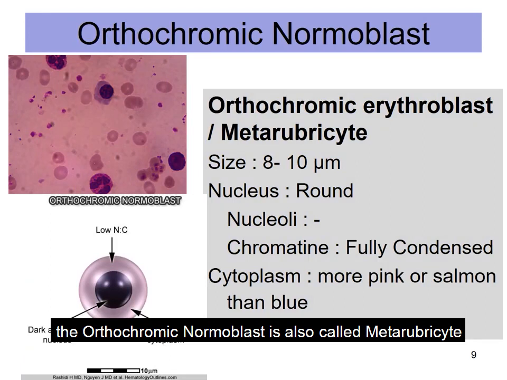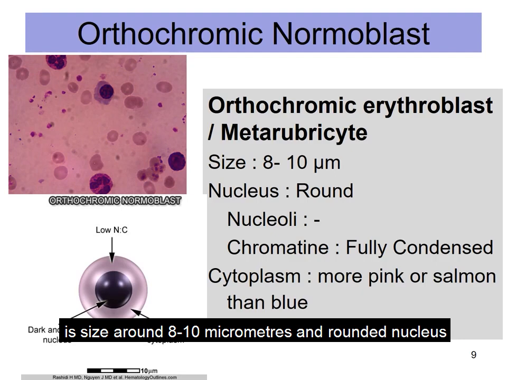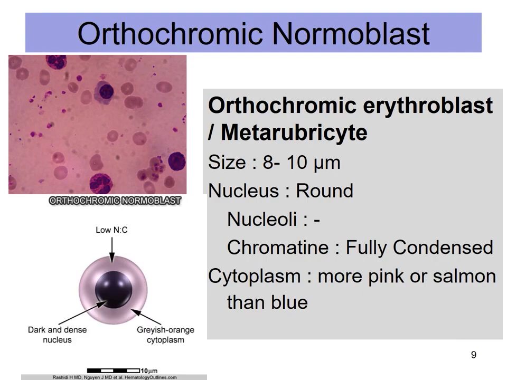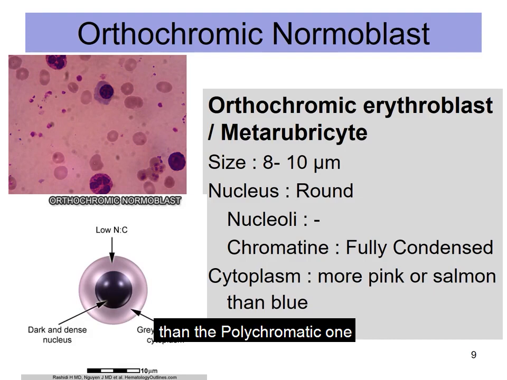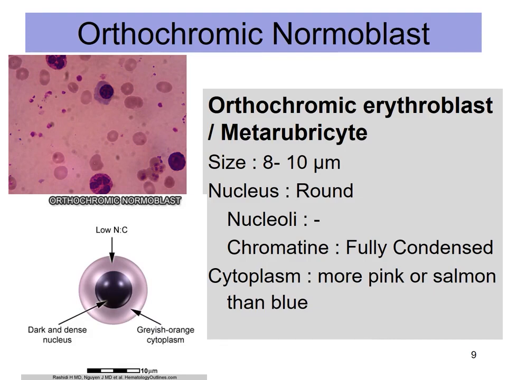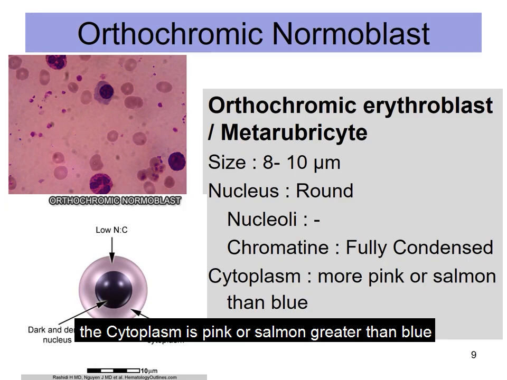The orthochromic normoblast is also called metarubricyte. It is sized around 8 to 10 micrometers with a rounded nucleus. It also has no nucleoli. Its chromatin is even more condensed than the polychromatophilic one. The cytoplasm is pink or salmon rather than blue.